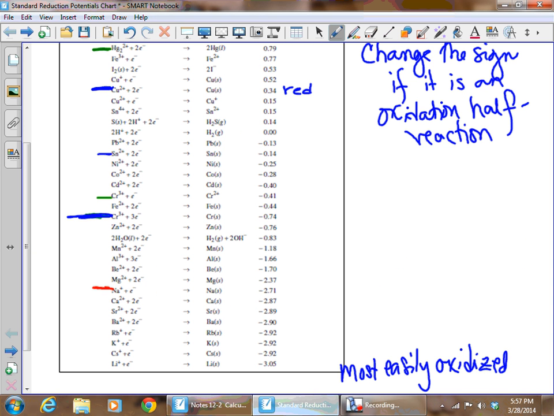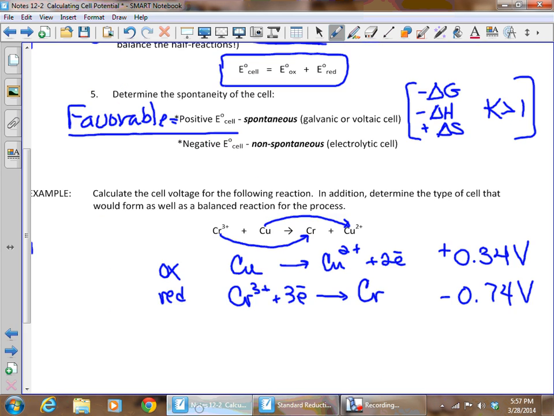And I just made a mistake because I told you to write down positive 0.34 when I changed the chart. I just forgot that it was positive on the chart. Remember, we've got to change the charge. I just did the one thing I told you not to do. Make sure you change that to a negative voltage for copper. Since it's oxidation, change that sign. I guess I just made my own example.